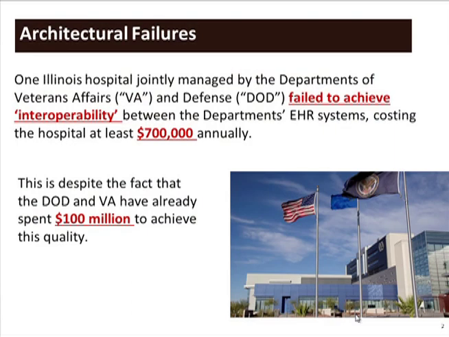Talking about architecture, let's start with architectural failures. The media is full of stories of software systems which failed due to architectural problems. For example, one Illinois hospital, jointly managed by the Department of Veterans Affairs and Department of Defense, failed to achieve interoperability between their department subsystems, costing the hospital at least $700,000. And that's despite the fact that the Department of Defense and VA had already spent $100 million to achieve this quality.